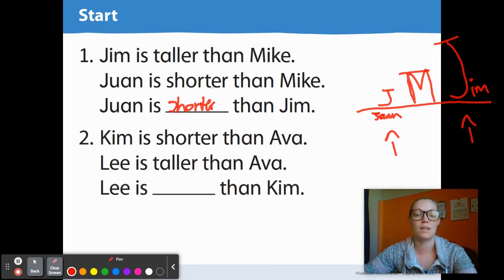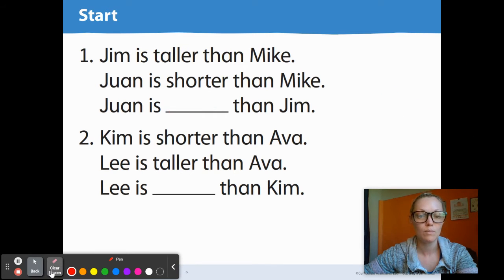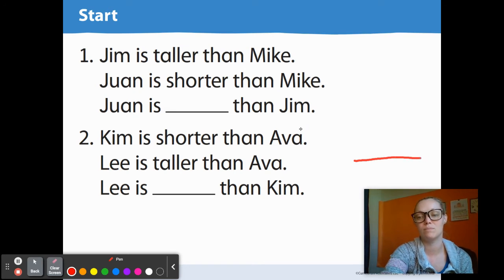Okay, here's your next one, and I want you to do this on your whiteboard or on a blank page. Kim is shorter than, I'm going to read it one time through, then I'll go back and read step by step each clue. Kim is shorter than Ava. Lee is taller than Ava. Lee is blank than Kim. I'm going to go back to the first clue. Kim is shorter than Ava. Draw that. Make sure you have a starting line.